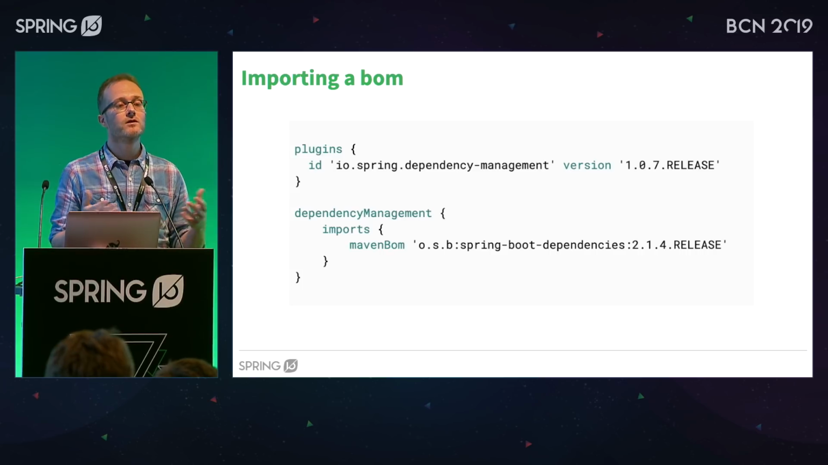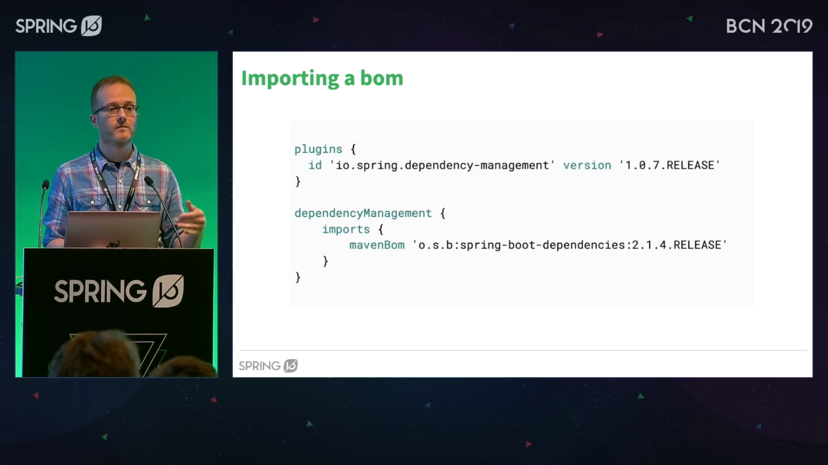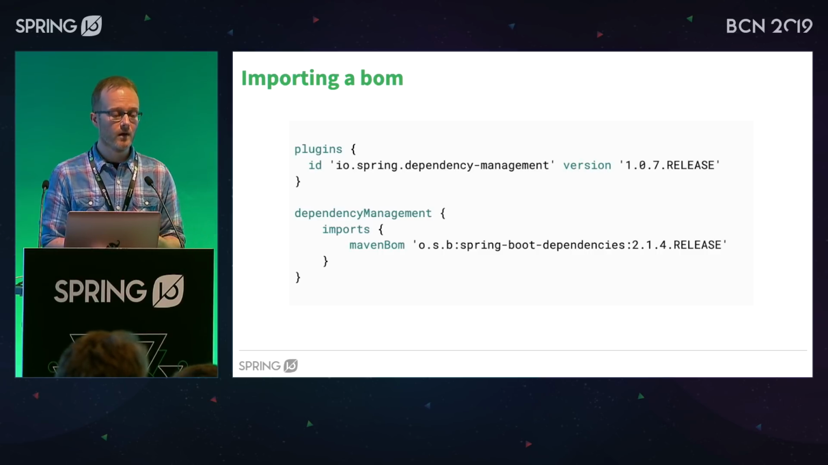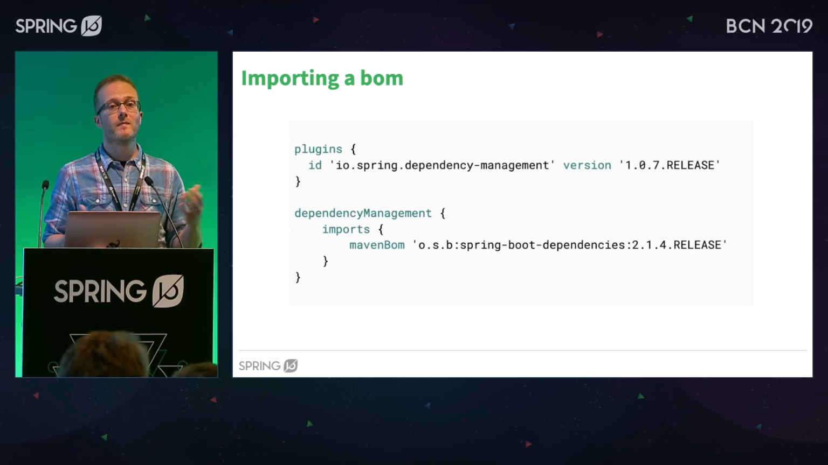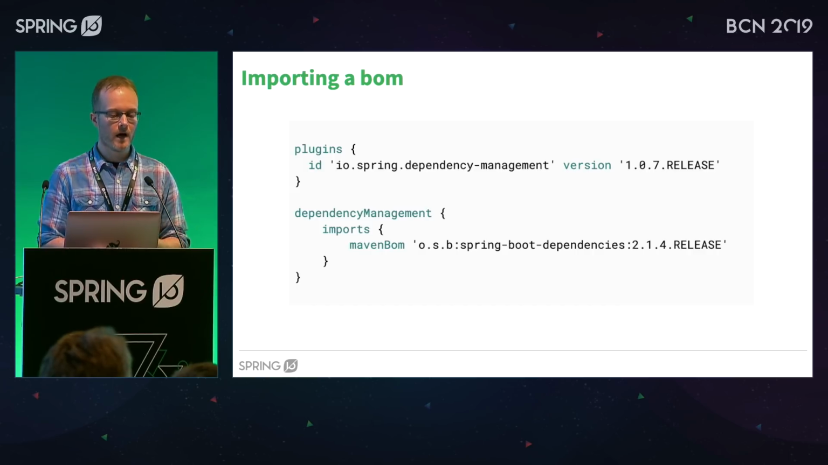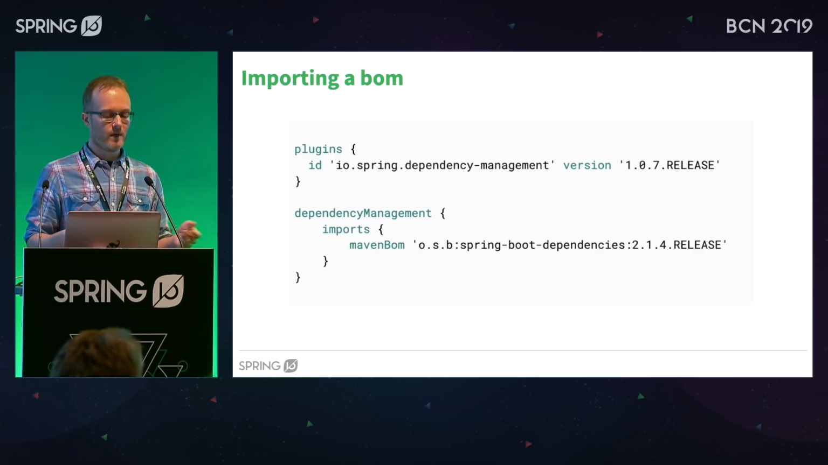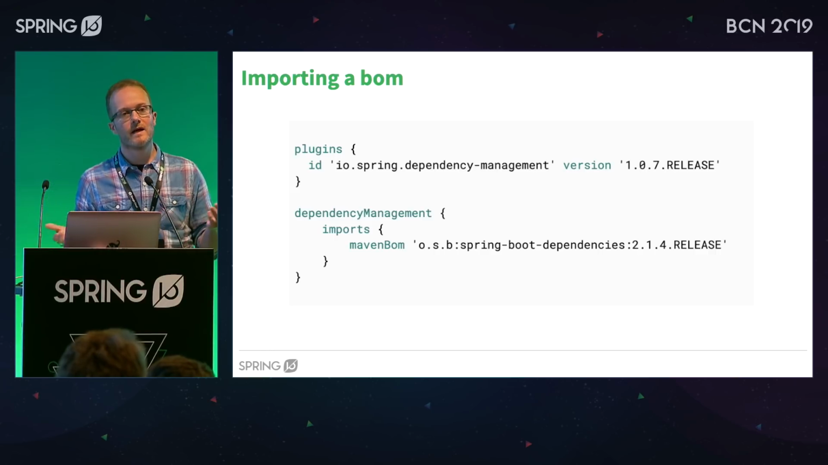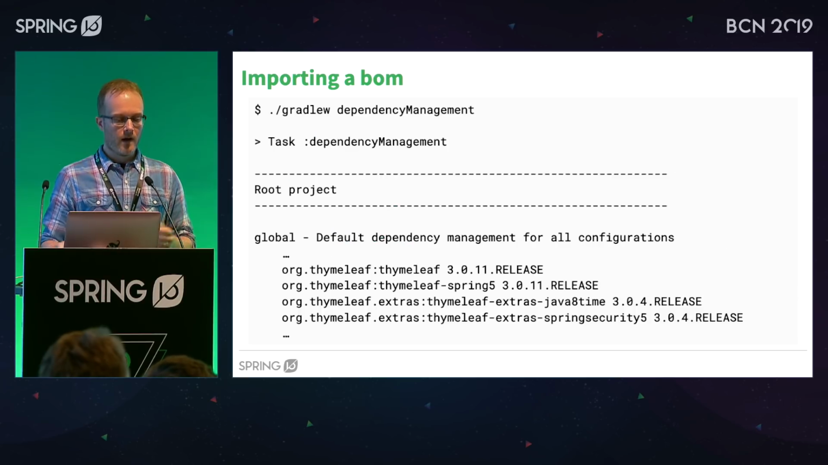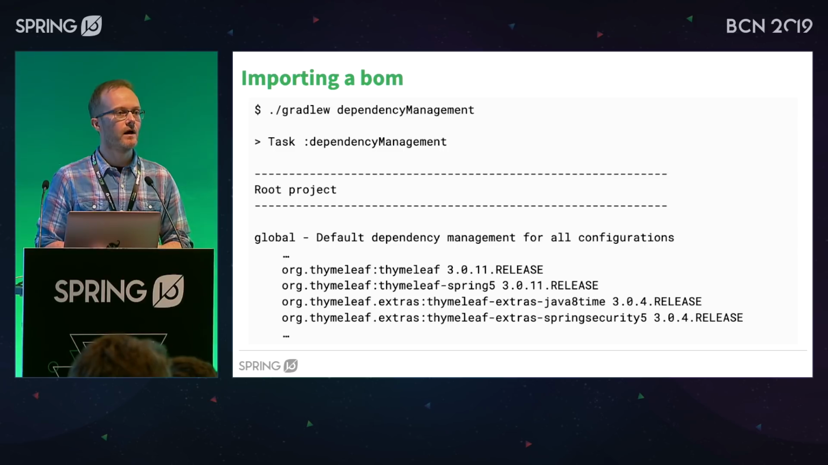So if you don't have a BOM that manages the dependencies, but you have a project that's internal within your enterprise, and you want to provide dependency management for it to make sure that you get this consistent set of versions that I talked about, you can also manage individual dependencies using the plugin's DSL. And here we're just saying we want to import a Maven BOM, and it's org.springframework.boot:spring-boot-dependencies, so it's the exact same Maven BOM, version 2.14.